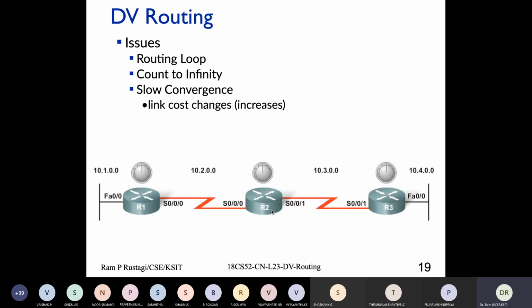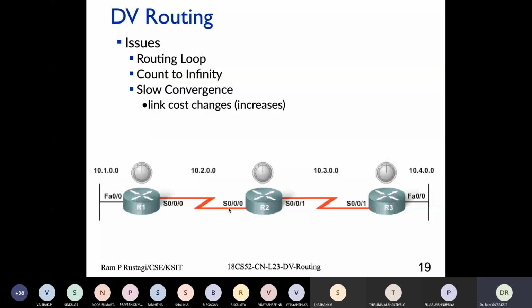So the solution is that R2 should never inform R3 about the distance to 10.4. Because it learned 10.4 from R3, and if it's updating R3 about 10.4, then I'm basically miscommunicating. And that's what they say: R2 should never inform the neighboring routers about the routes which it learned from them. Or it can inform R3 that the distance is infinity, so that R3 never computes wrongly. So for the count to infinity problem, you basically do what is called poison reverse. Either don't inform, or inform with a very high cost, which is infinity, so that R3 never computes it wrongly.